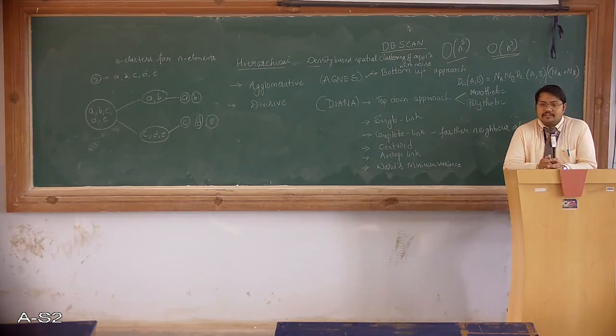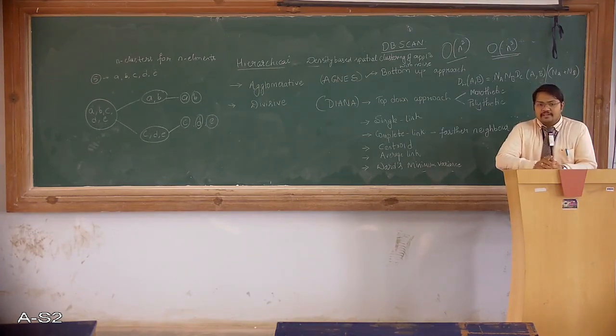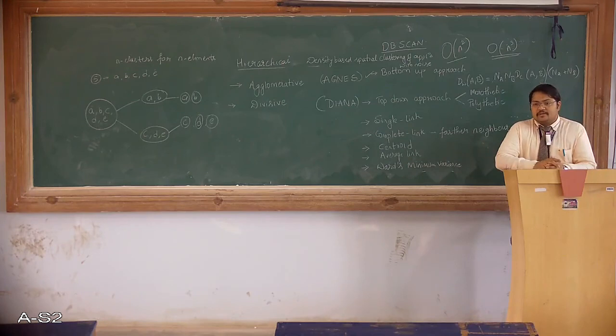In complete link, the farthest neighbor algorithm, which we also call the longest distance between the two different clusters, is checked. In the centroid method, the distance between the centroids is checked. In the average link, from every single point in A we check the distance to every single point in cluster B. So that is average link. What is the minimum variance algorithm? Here we compute the minimum variance by checking the intra distance and inter distance of the clusters.